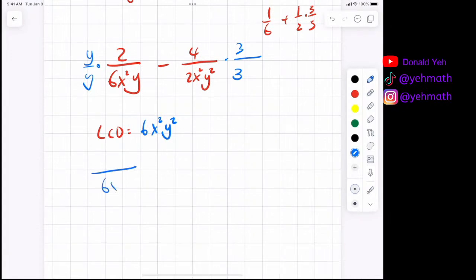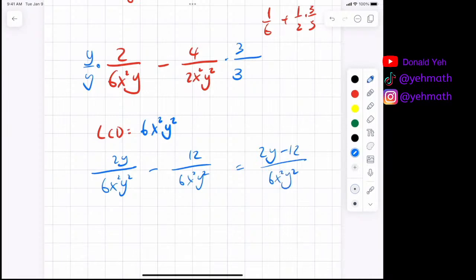So this one is going to be 6x squared y squared. This is 2y. This is 6x squared y squared, 12. And now you can say that's 2y minus 12 over 6x squared y squared. Now, of course, you can split, and it will go back to here. But right now, I want you to combine two fractions, so I don't want you to split. This is the perfect answer that you get when you add and subtract. Maybe you can take out 2 if you want to.